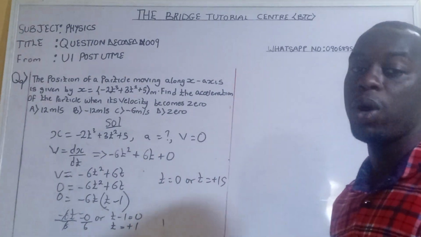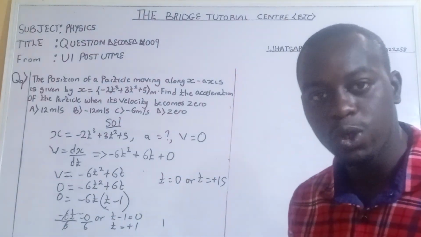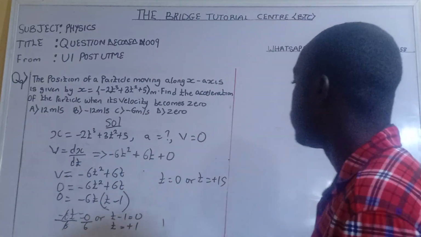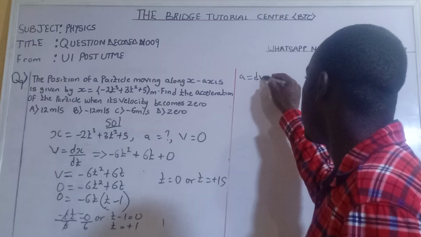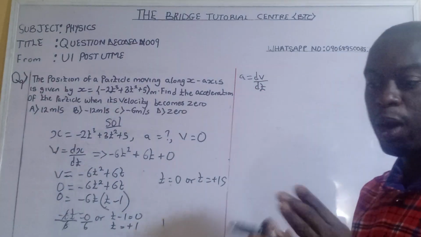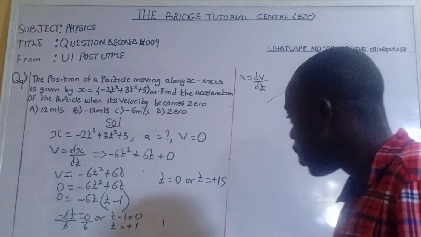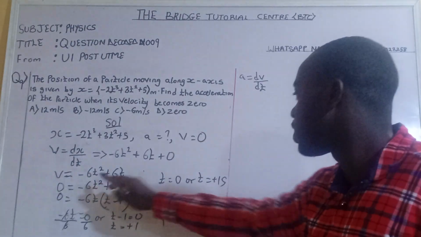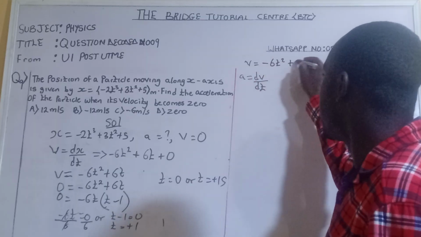The next thing is to look for our acceleration. How do you find your acceleration? Acceleration is velocity over time. So the first thing is to get the equation for acceleration from this equation of velocity. Our acceleration equals dv over dt. Don't forget our normal formula for derivative. So what's our v? Our v equals minus 6t squared plus 6t.